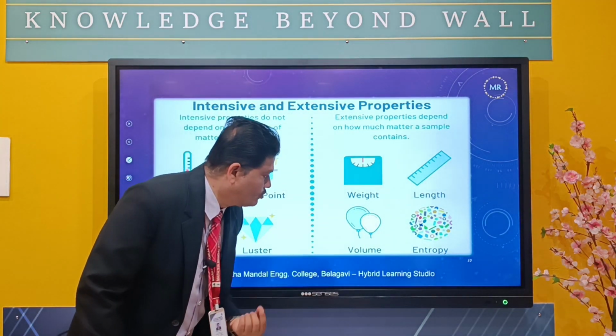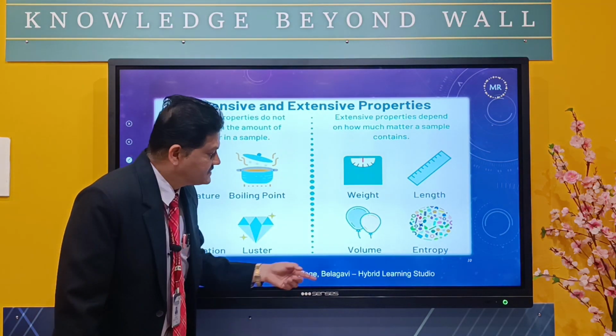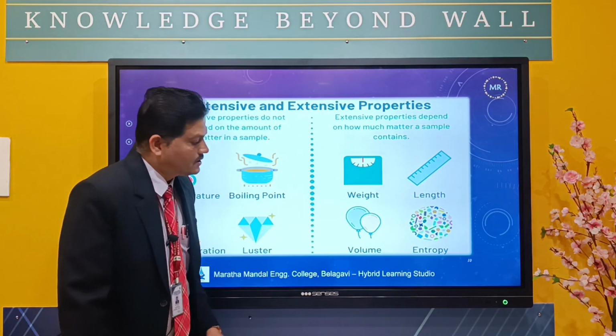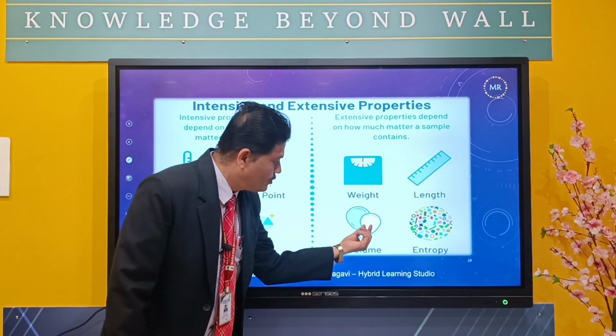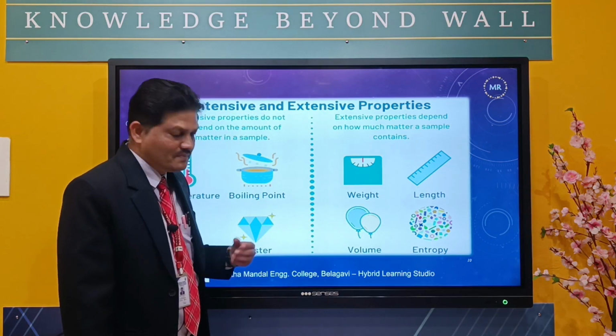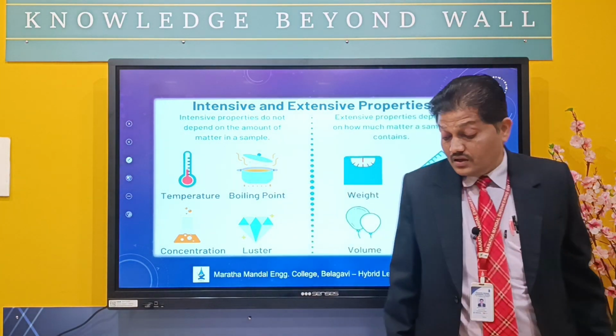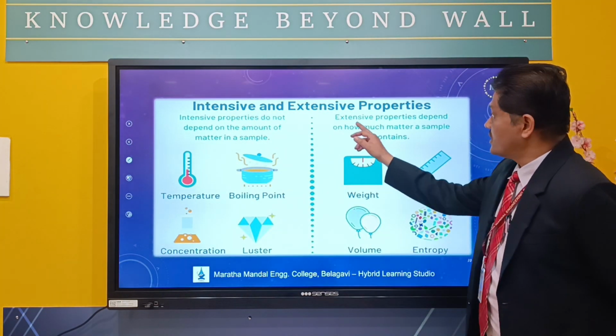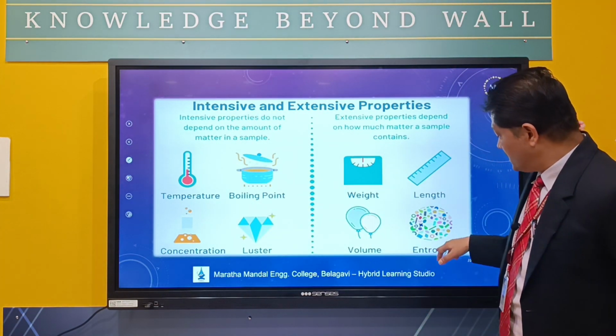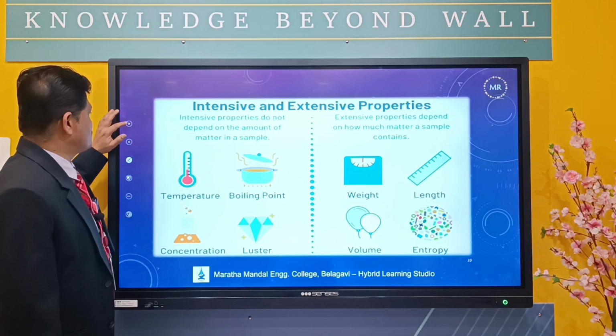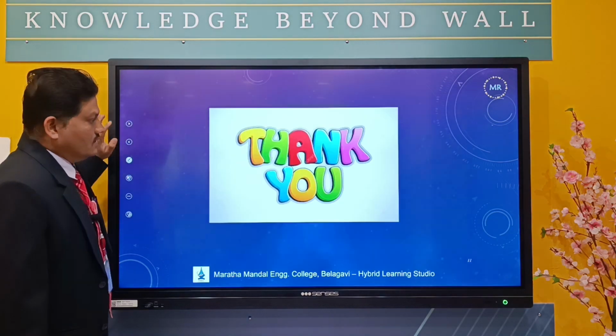You can see here two balloons filled with gas, a small balloon and a bigger balloon. In the smaller balloon the volume is not equal to that in the bigger balloon. It means volume depends on the size, and this is also an example of an extensive property. Similarly, entropy is also an example of an extensive property. Okay, so thank you.